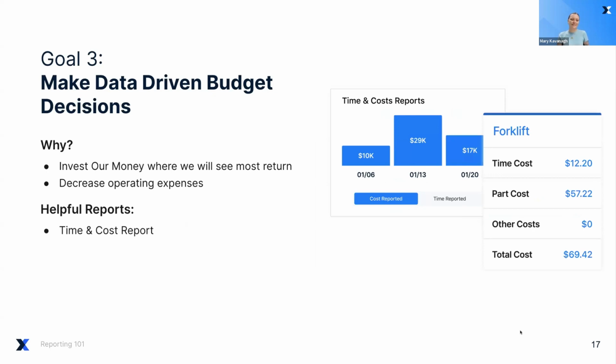Goal 3. This is always a fun one. This is something that strikes fear into the heart of many a maintenance manager. Make data-driven budget decisions. Why? Because we want to invest our money where we will see the most return. If we're given a certain budget at the beginning of the year, that's all gone by the end of the year. Good job. But we want to make sure that we got our money's worth from that, that we are benefiting the company with where we've invested those resources.